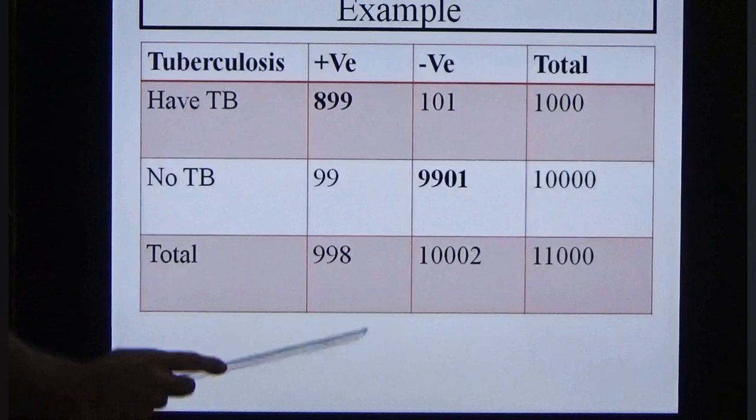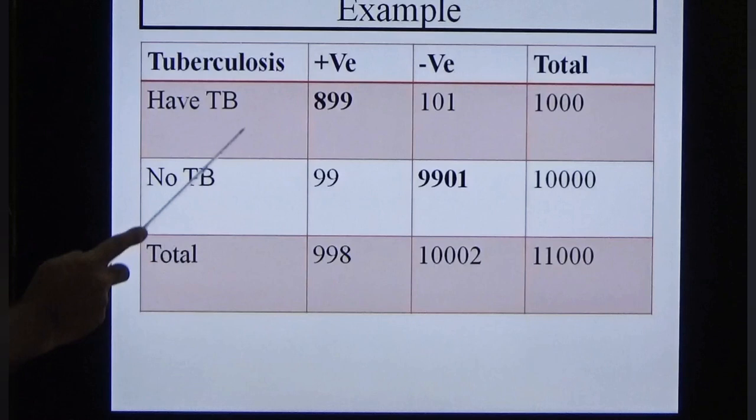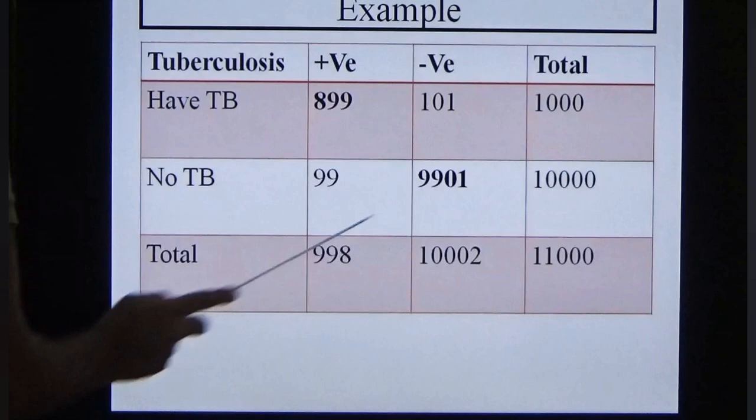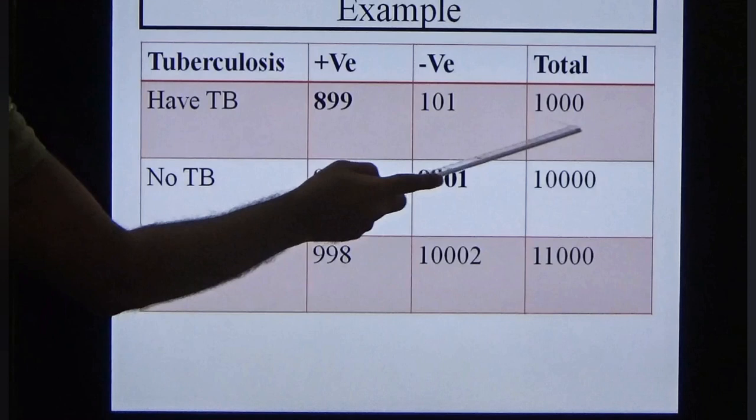Okay, let me give one small example. Take tuberculosis. Under tuberculosis, I am mentioning one example, the Mantoux test. So here is the positive patient, here is the negative patient, and these two rows are the totals. Okay, if 1000 patients have tuberculosis, they are diagnosed as tuberculosis.